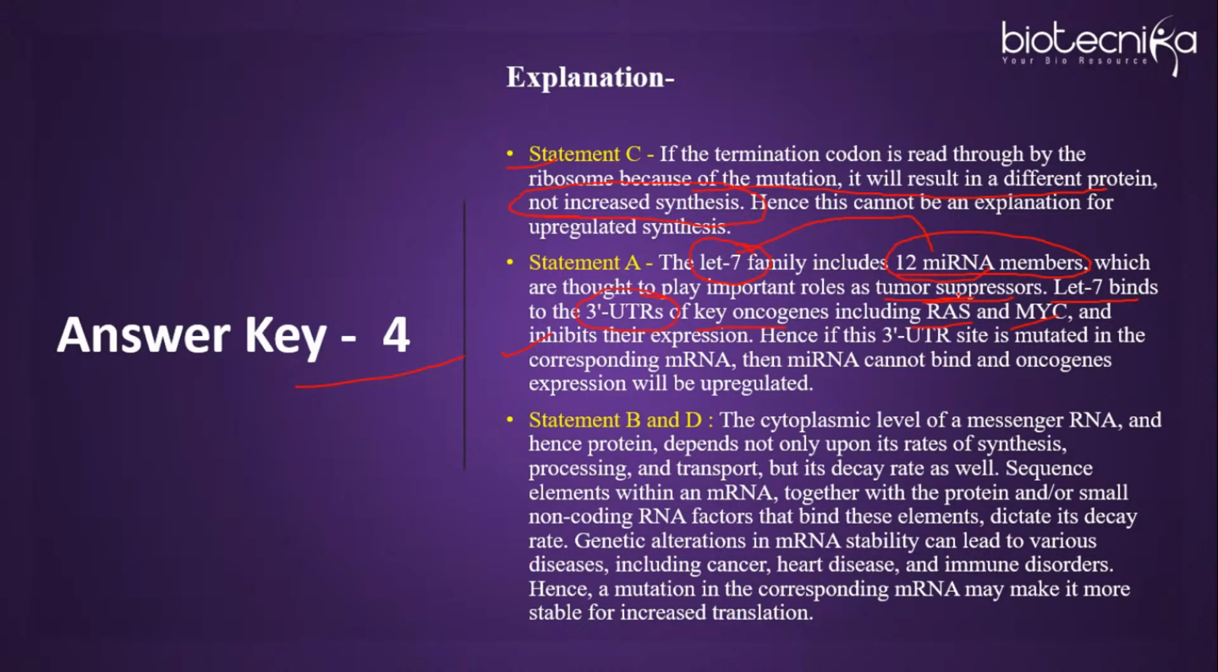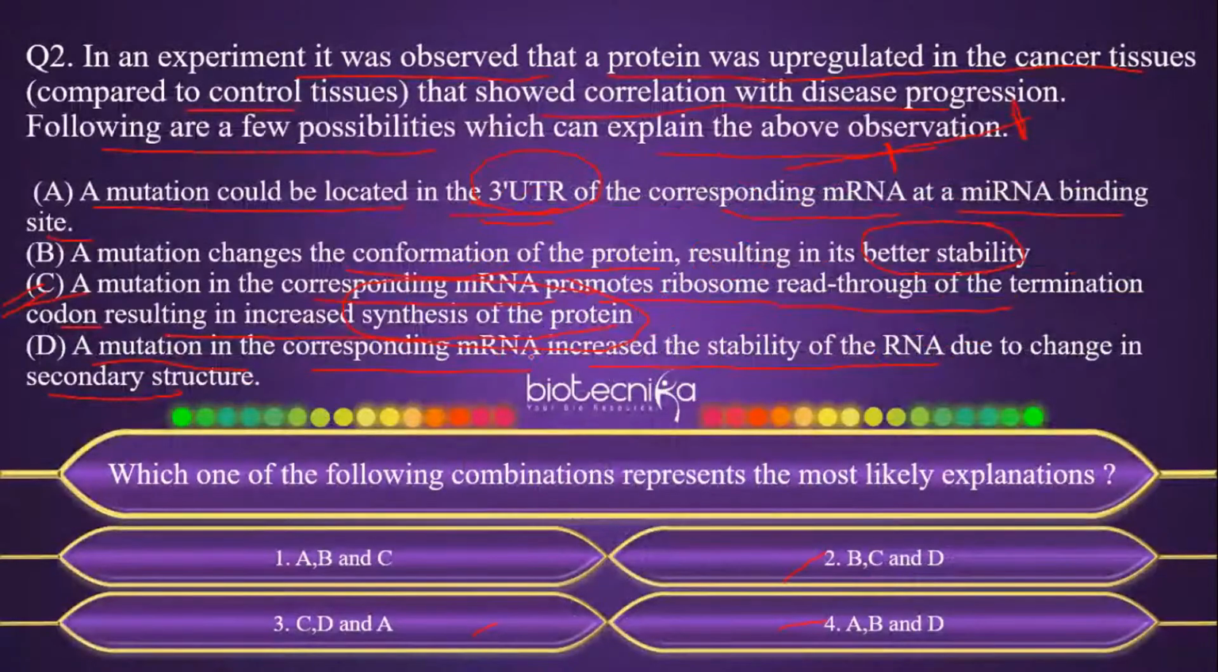Am I correct? But in that case, if this UTR site itself is mutated, then what happens? Definitely it leads to upregulation of oncogenes, right? So this leads to cancer. So that's why statement A is correct. Now coming to statement B and D, what do they show? Statement B says that it will result in better stability. And statement D indicates what? There will be increase in the stability of RNA.